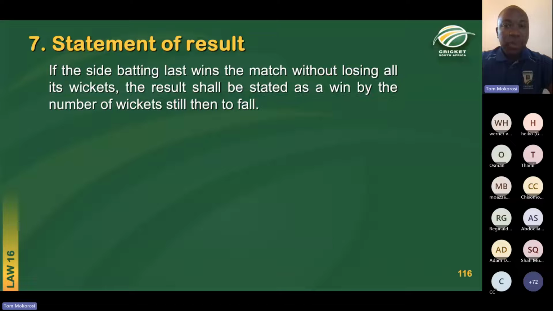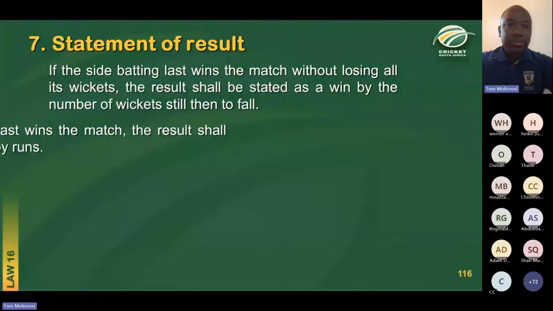The number of total wickets that need to fall for a batting side to be all out is 10. So 10 minus 4 is equal to 6. That is the number of wickets that Australia won the World Cup final by. So the statement of that particular match result was Australia won by 6 wickets.